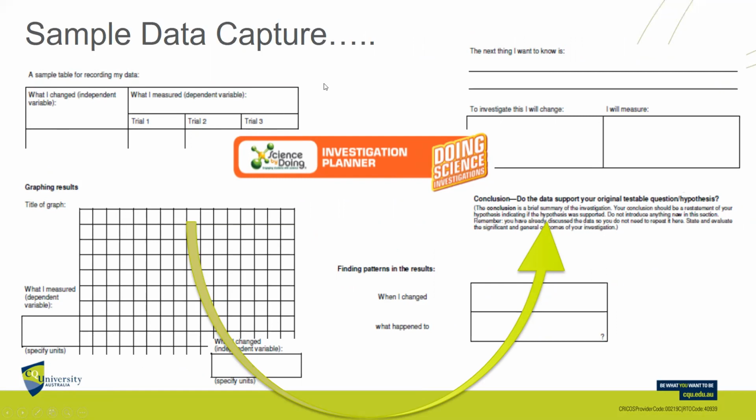And data can be captured in a whole range of ways. Why use a table? Why not just use a piece of string? If you're measuring cars, just cut the string, lay it alongside and say trial 1, trial 2, trial 3, and then you can measure your pieces of string later on. So teachers can be quite adaptable.